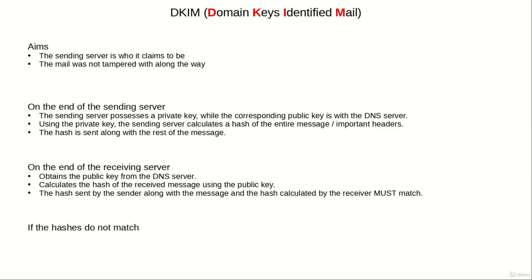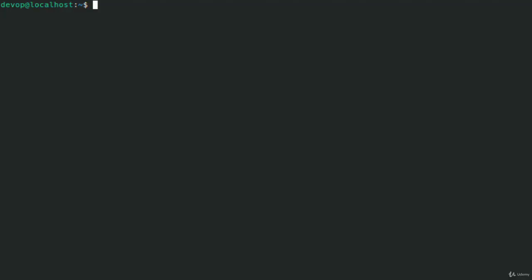In case of a mismatch, one of the following things is assumed. The calculated hashes do not match because the private key used must not be the one corresponding to this public key, so the server is an imposter. Or, the calculated hashes do not match because the contents of the email were tampered with. Either way, the received mail will be rejected or at least marked unsafe. Let's learn how to set up DKIM protection for our email server.